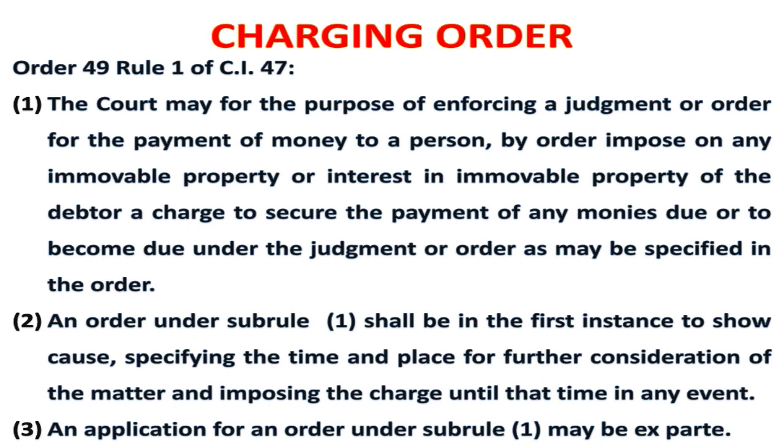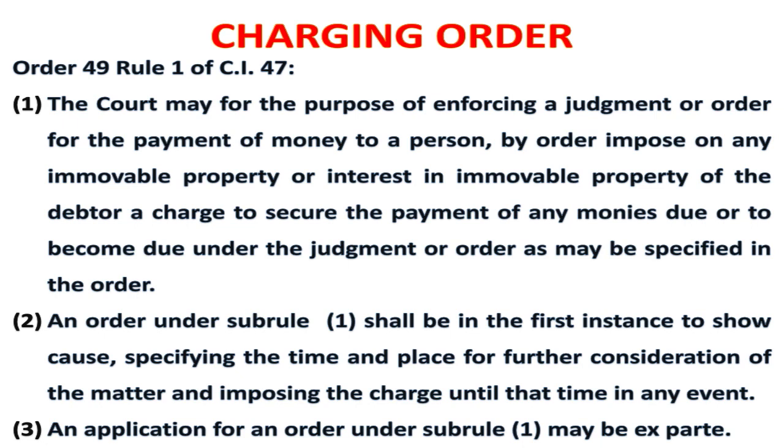So take a look at Order 49 Rule 1 again. It says that the court may, for the purpose of enforcing a judgment or order for the payment of money to a person. It is telling you that we use charging orders to enforce judgments or orders for the payment of money. So if you have a judgment in your favor that somebody must pay money to you and hasn't paid, Order 49 Rule 1 is saying that the court may, by order, impose on any immovable property or interest in immovable property of the debtor. The court will impose a charge that will secure the payment of any monies due or to become due under the judgment or order as may be specified in the order. So that's what a charging order is.